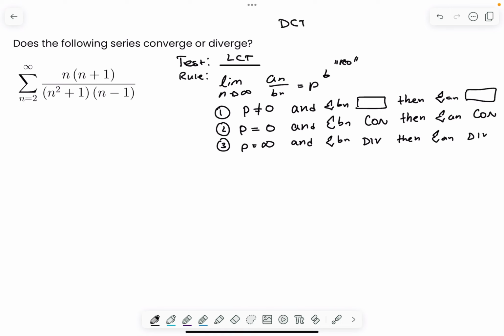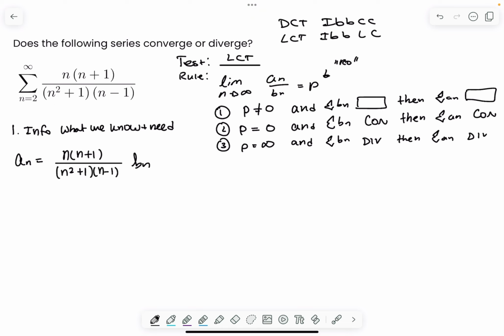Recall that DCT is IBBCC and LCT is IBBLC. One letter difference. In DCT we compare, in LCT we find the limit. So the first letter is I, which stands for information. The information that we know plus the information we need. So a sub n is always the given sequence. b sub n is what we need, we don't know what that is, which brings us to our second step, which is B, find b of n.